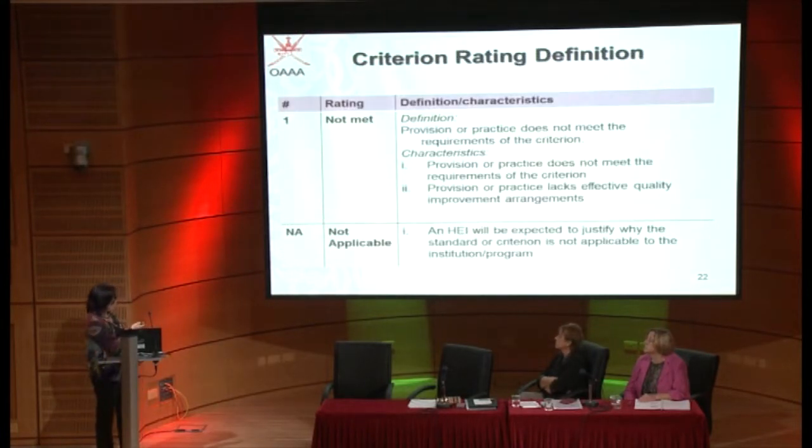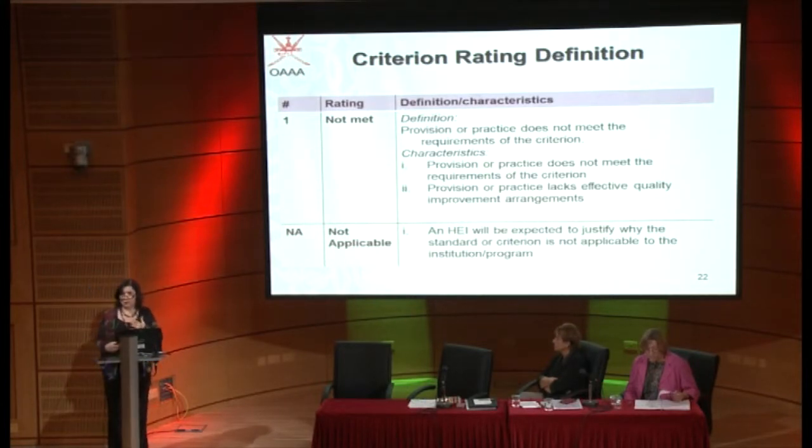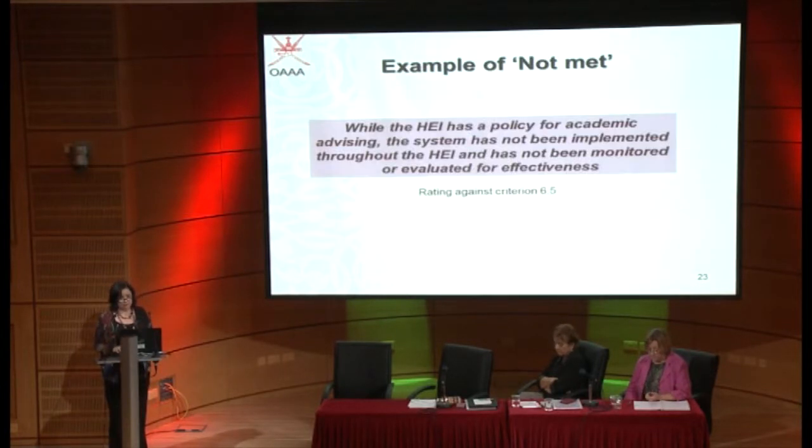Not met is where we say that the provision or practice does not meet the requirements of the criterion, and there are no effective quality improvement arrangements in place. Not applicable, that was referred to earlier, where it might not be applicable to you. For example, 1.13 talks about oversight of external entities. Now, I'm not sure whether that's applicable to SQU or not, but if it's not, then you'd say this isn't applicable to us and why it isn't. So the idea is that there will be some institutions that, for example, research for some of the colleges won't be such a big area.